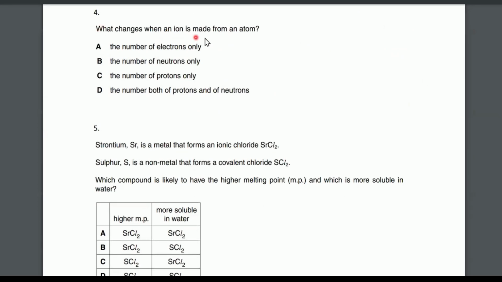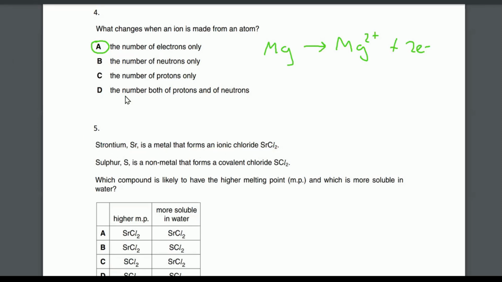Okay, what changes when an ion is made from an atom? So when you make an ion from an atom, what is it that you're changing? Well, it's the loss or gain of electrons. So when you're making an ion, here's an example of making a magnesium ion. You take away 2 electrons. And there's a little equation to show that. So it's the number of electrons that changes.